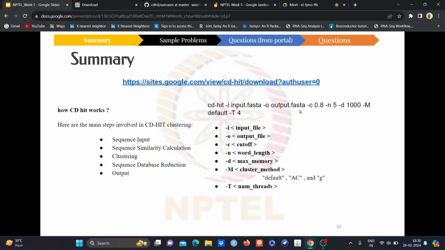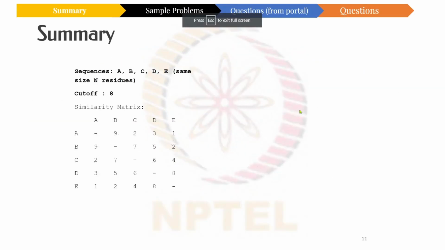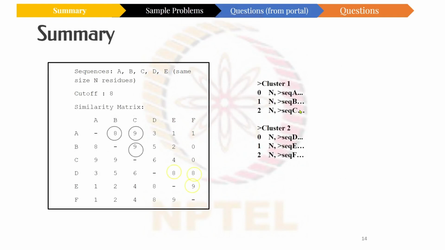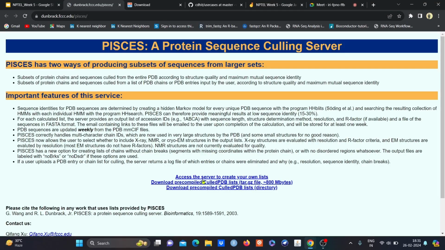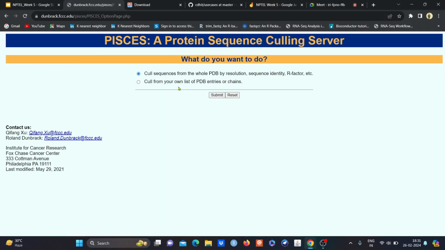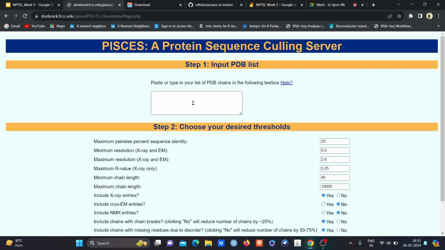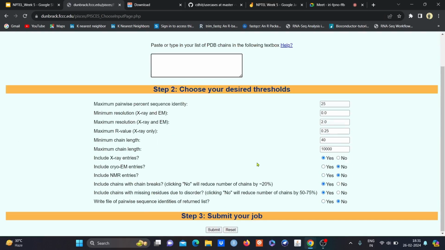Similarly, PySys is available at the link given here, and a graphical user interface is still accessible. So one can click on this, access the server to create your own list option. So here one can cull the sequences from the whole PDB, or you can cull from your own list and you can submit the sequences or PDB IDs.